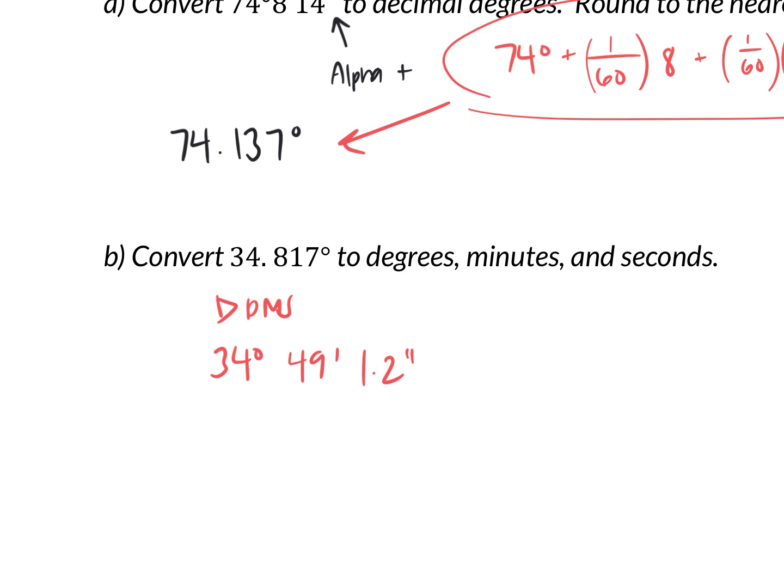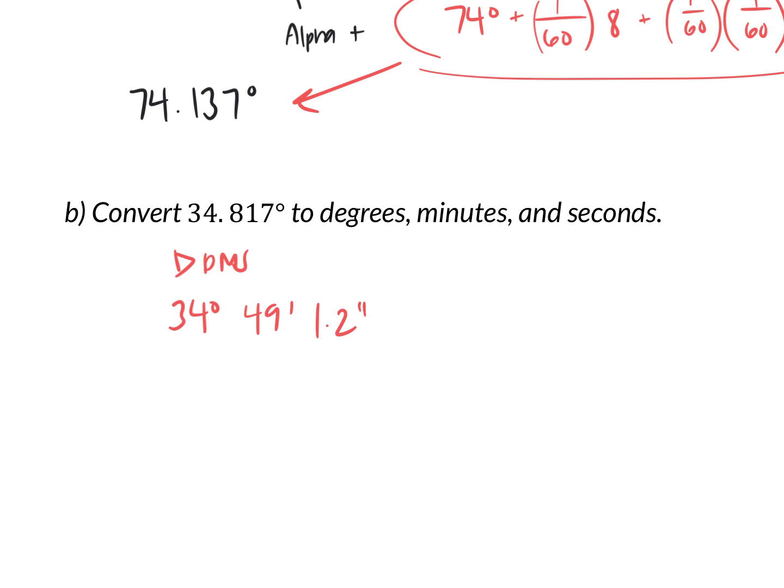Okay, so in order to change this into degrees, minutes, and seconds by hand, if you wanted to, again, you don't have to, this 34 degrees is obviously going to stay the same, but this 0.187, I'm going to multiply by 60. When I multiply it by 60, I get 49.02. So that changes that to minutes.